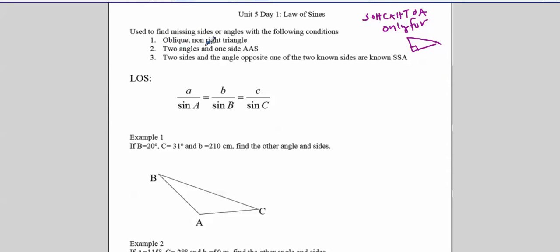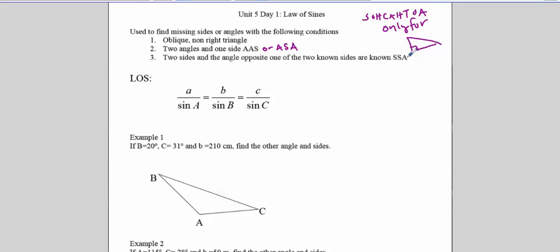You can use it if you're given two angles and one side, which could be angle, angle, side, or it could be angle, side, angle. And you can also use the law of sines when you're given two sides and the angle that's opposite one of those two sides. So that would be side, side, angle.